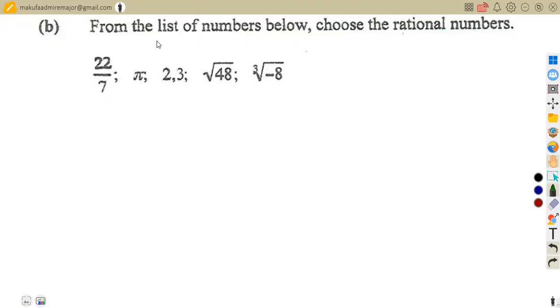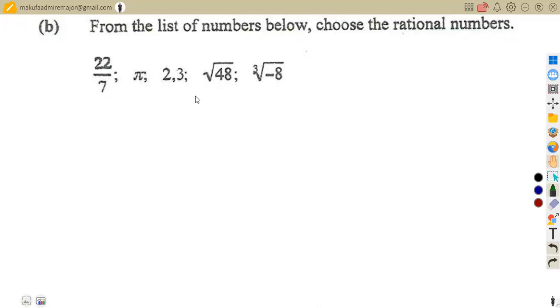Because what I explained there might cause some misunderstanding. Rational numbers are numbers that can be expressed as a fraction of 2 integers. It can be a whole number. It can be an exact decimal.